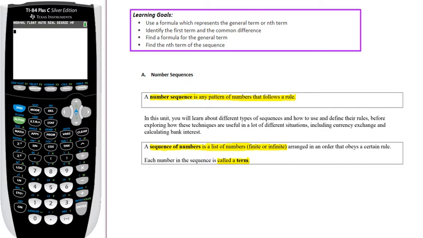As an example, a sequence could be something like 2, 4, 6, 8, etc. This is following a rule because we're increasing by a consistent amount every single time. Each of these things would be called a term. 2 is a term. It's actually going to be term 1. 4 is going to be term 2 because it's the second thing in the list. 6 would be term 3, and so on. So that's basically a sequence. It's something that follows a particular set of rules.